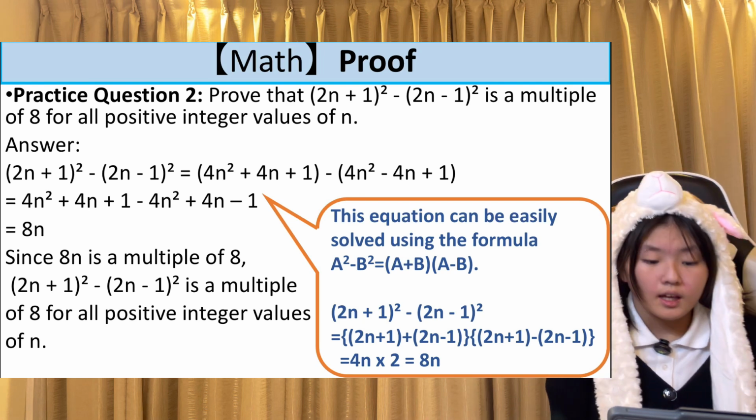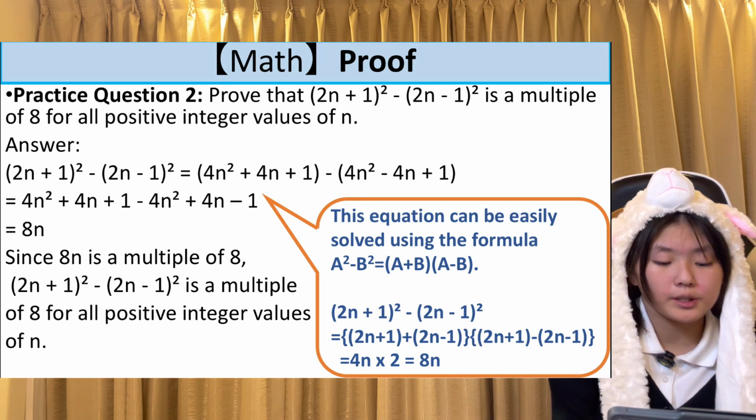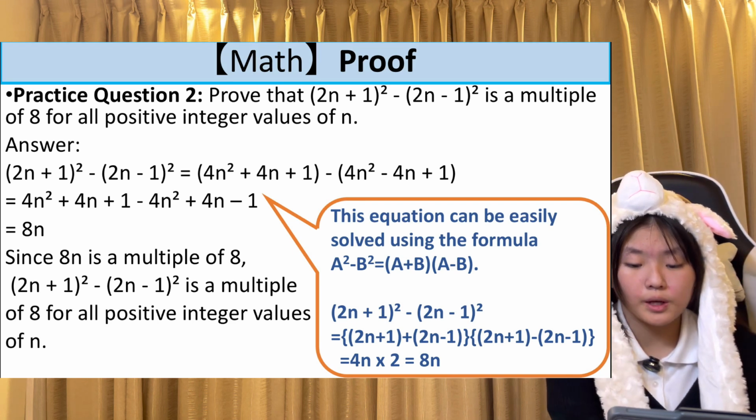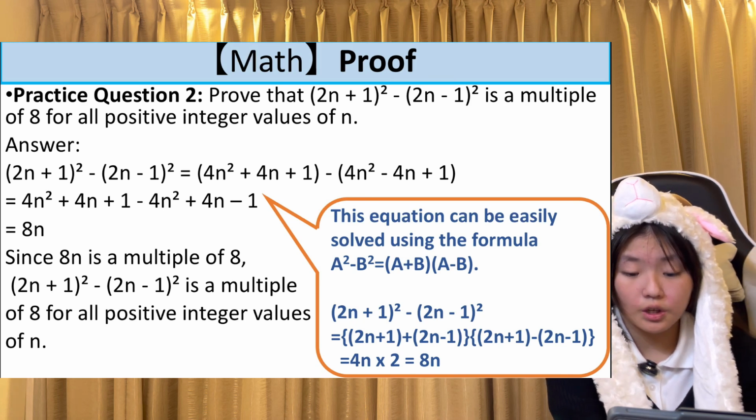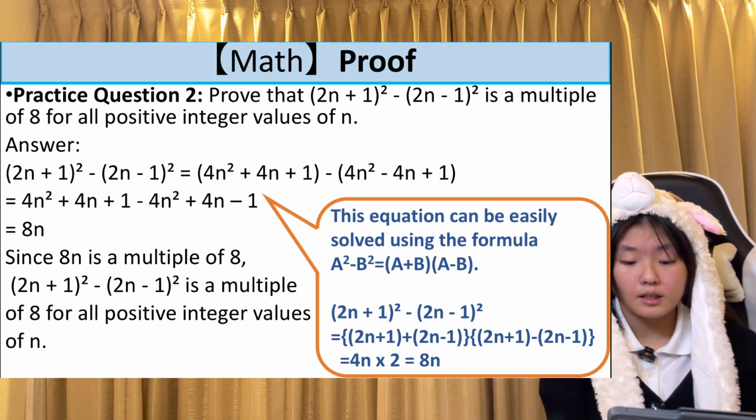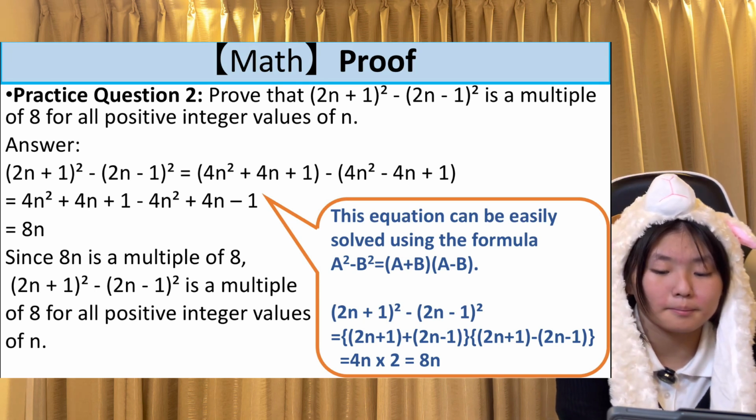And since 8n is a multiple of 8, this equation must be a multiple of 8 for all positive values of n. This equation can also be easily solved using the formula a squared minus b squared equals bracket a plus b, brackets a minus b.